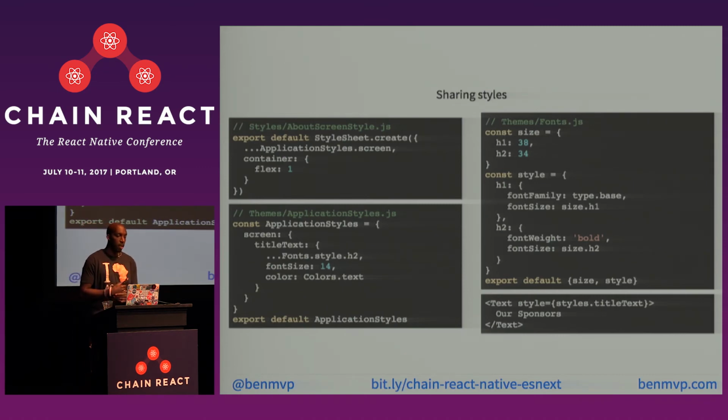And if we look in there, we see that ApplicationStyles.screen has a titleText object within it. That titleText object spreads in some definition for Fonts.style.h2, and then also defines font size to be 14, and then the color to be the default color text. And titleText is then used on the sponsors text field there with styles.titleText. That's a way to share everything across the components.